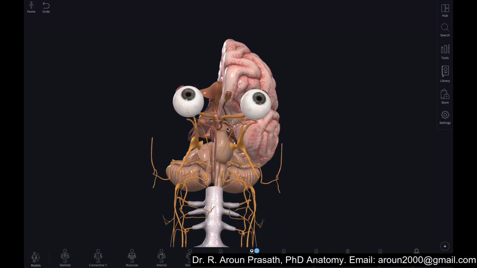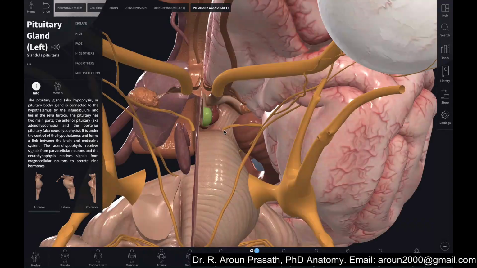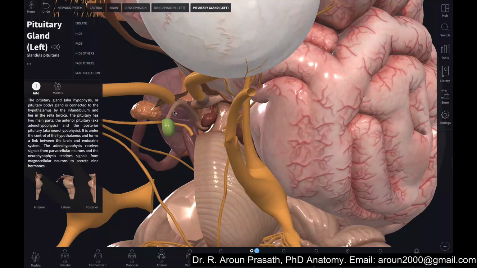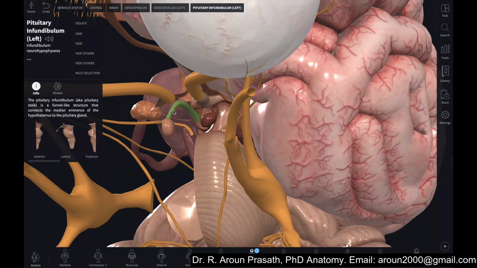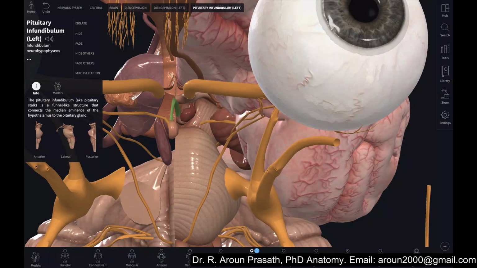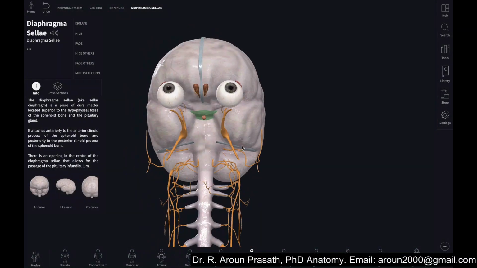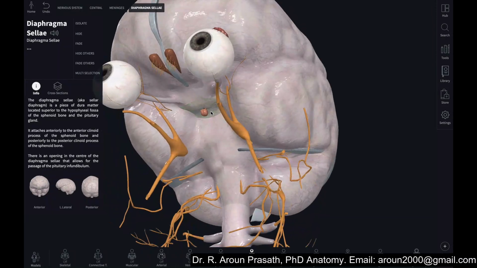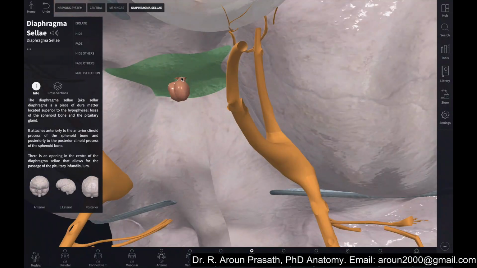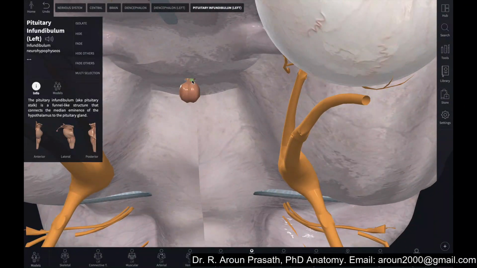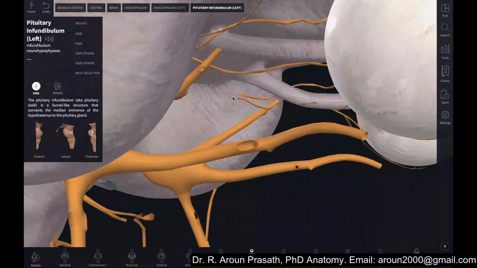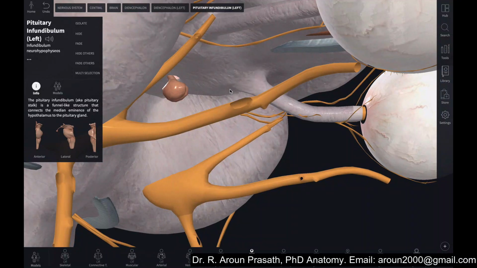Now if you see, this is the pituitary gland, and here you can see the pituitary stalk. This membrane is called the diaphragma sellae, and there is a hole in the membrane. Through this hole the pituitary stalk comes, and the pituitary gland is housed in the pituitary fossa of the sphenoid bone. Okay, so now I will show you.